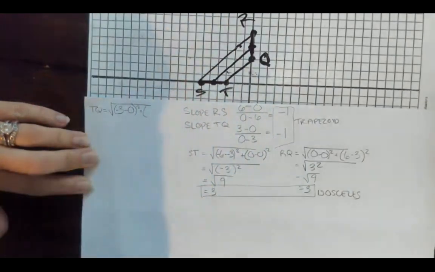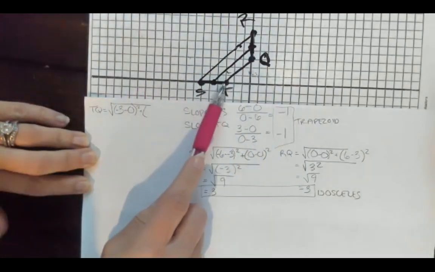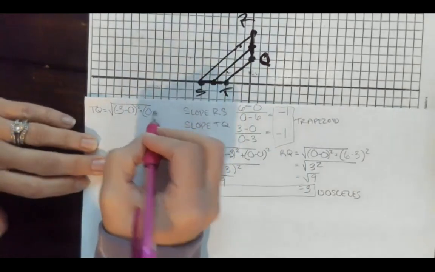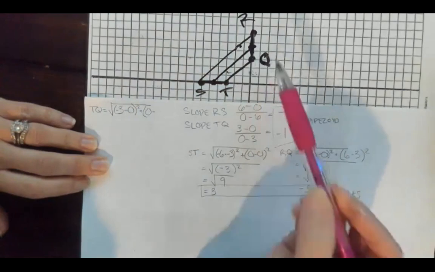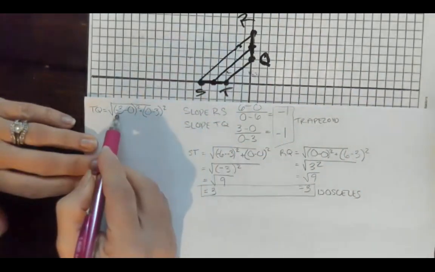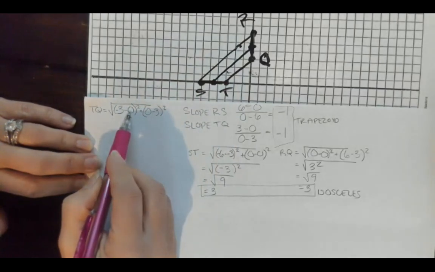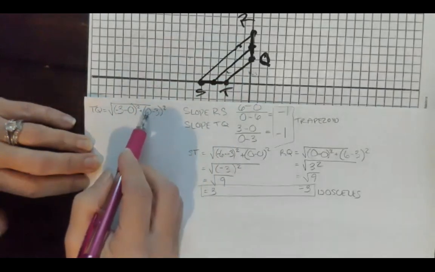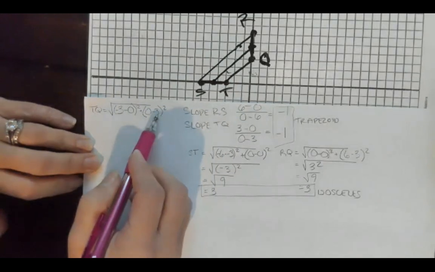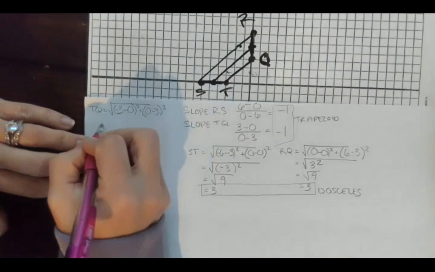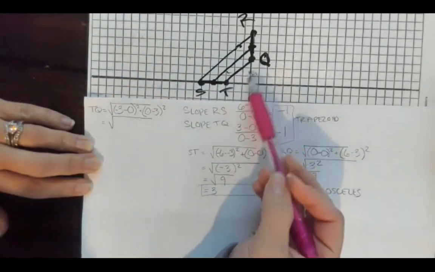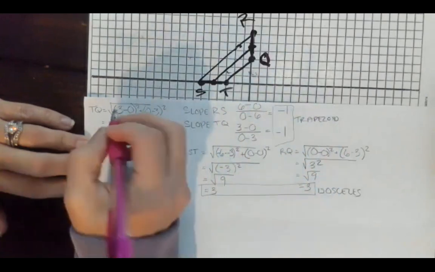And our Y value of T is 0. And our Y value of Q is 3. The distance formula is the square root of X2 minus X1 squared plus Y2 minus Y1 squared. You just need to pick which one is going to be your 2 and your 1 and just be consistent.